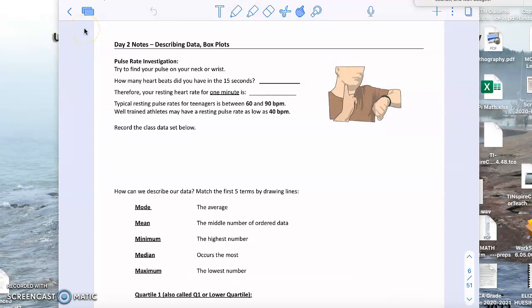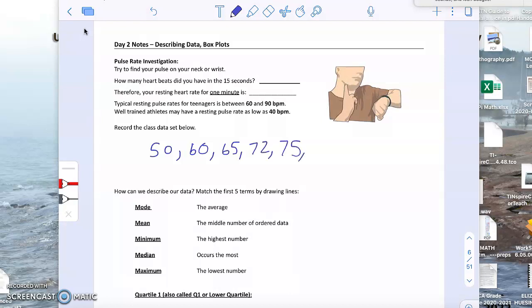So in class today, what we did is we recorded our heartbeat in 15 minutes and then figured it out in 1 minute. And what we did is we recorded all of these rates. So I'm just going to write some of these down. Let's say we had a 50, 60, 65, 72, 75, 83, 85, and 86.